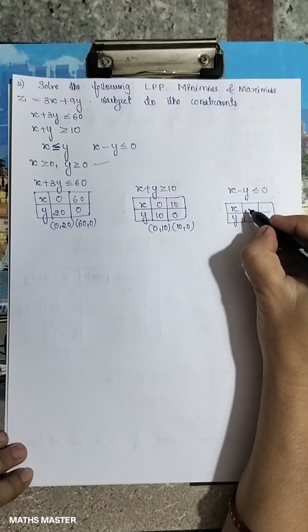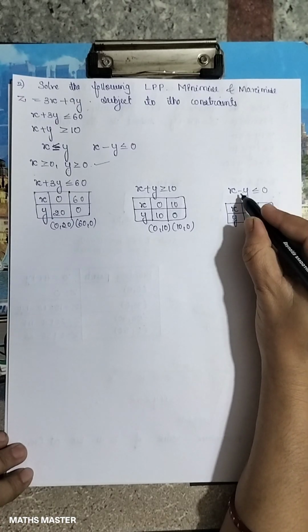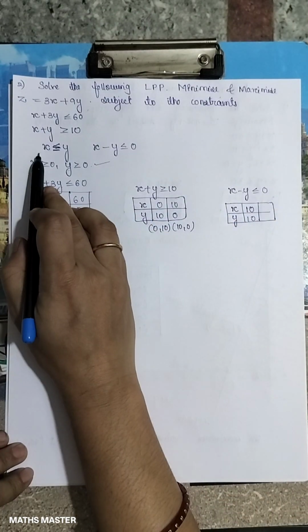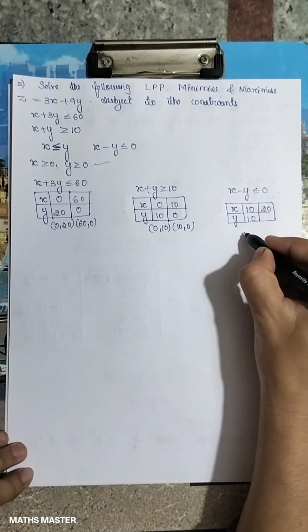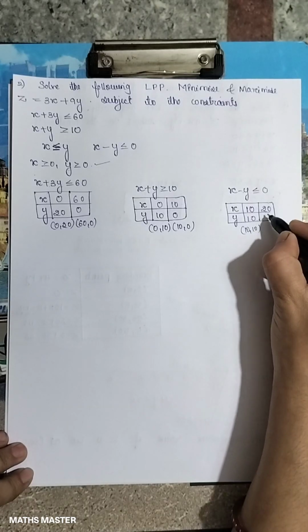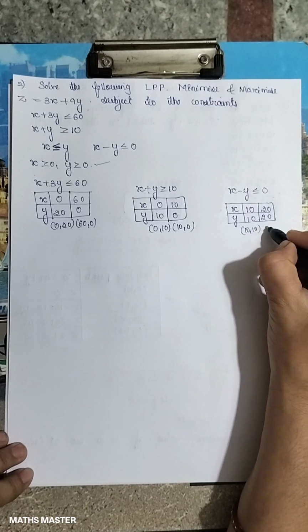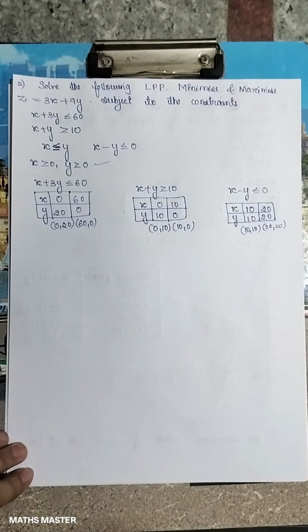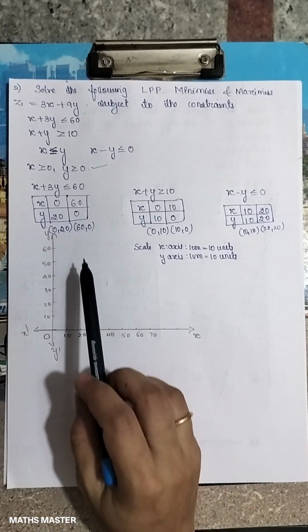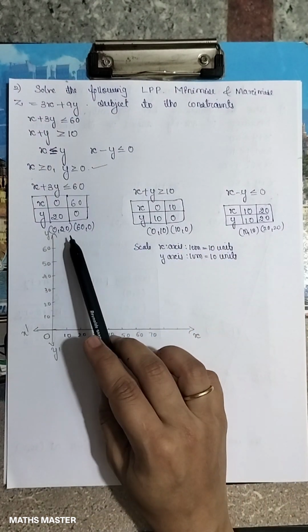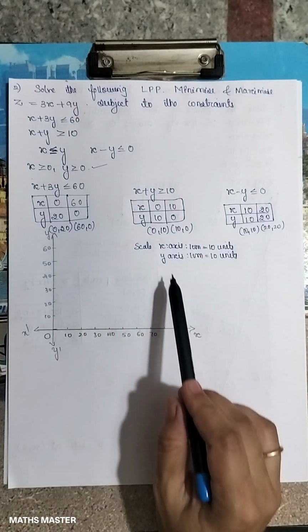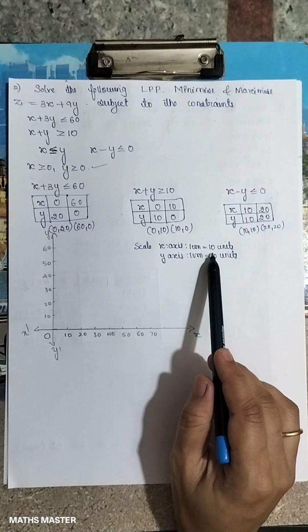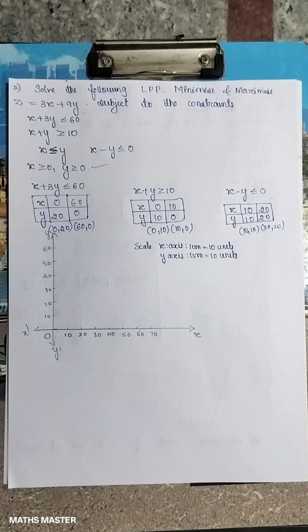I'll consider x equals 10. Then y will also equal 10 because x is less than or equal to y. If I consider 20 for x, then y will also equal 20. By seeing the values of all the three constraints, we have the points 20, 60, 10, 20. I've considered the scaling as 1 centimeter equals 10 units for both x and y axis.